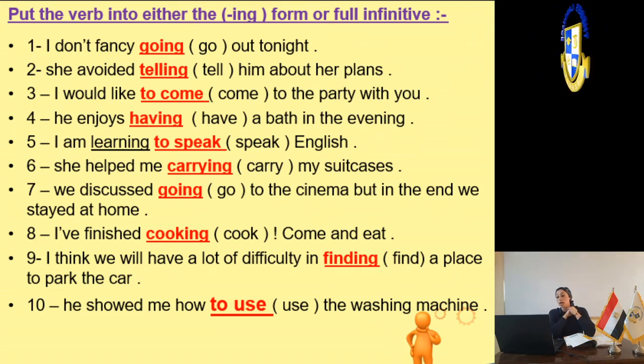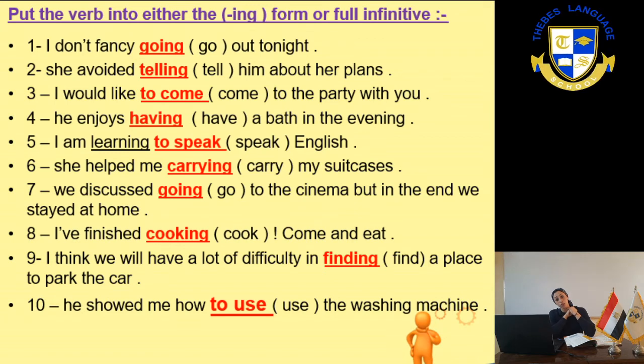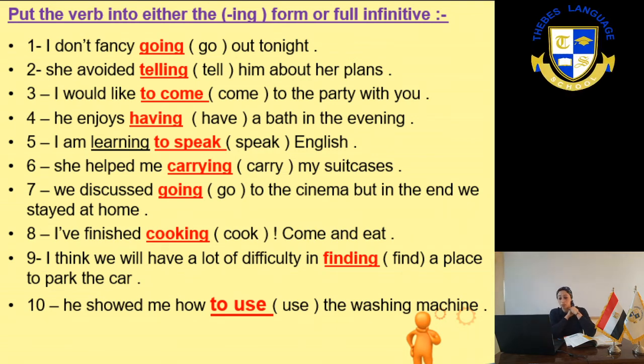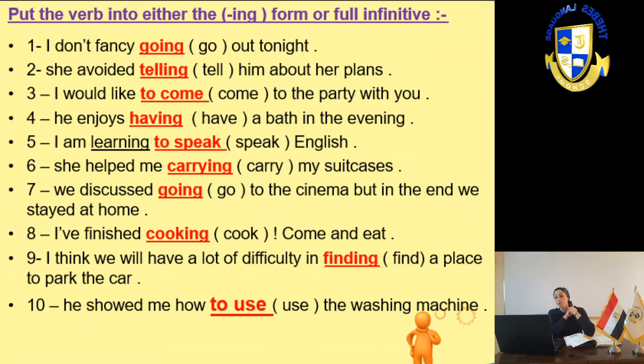He enjoys a bath in the evening. Having. I am learning speak English. To speak English. She helped me carry my suitcases. Carrying. We discussed go to the cinema, but in the end we stayed at home. We discussed going. I have finished cook, come and eat. I have finished cooking. I think we will have a lot of difficulty in find a place to park the car. In finding. He showed me how use the washing machine. He showed me how to use the washing machine.